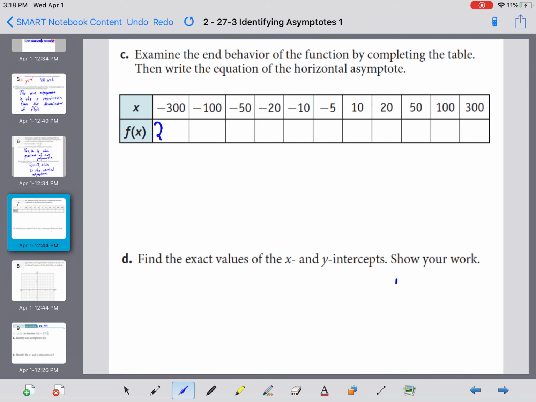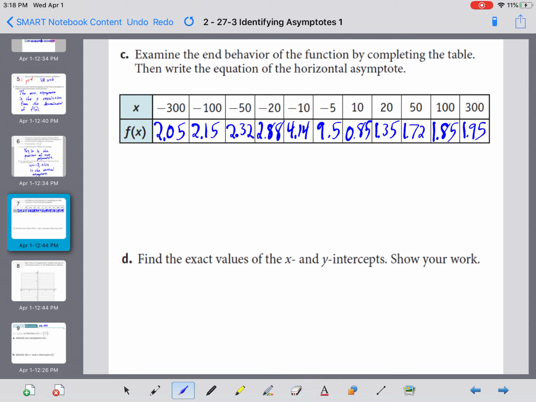All right, so here are the values I get. When I plugged in negative 300, I get 2.05, and I get 2.15, I get 2.32, I get 2.88, I get 4.14. When I plugged in negative 5, I get 9.5. Plugged in 10, I get 0.85. I plugged in 20, I get 1.35. Plugged in 50, I get 1.72. 100 gave me 1.85. And then 300 gave me 1.95.